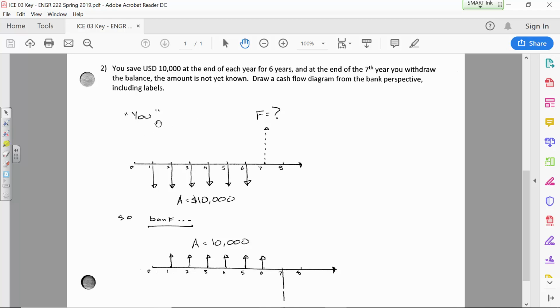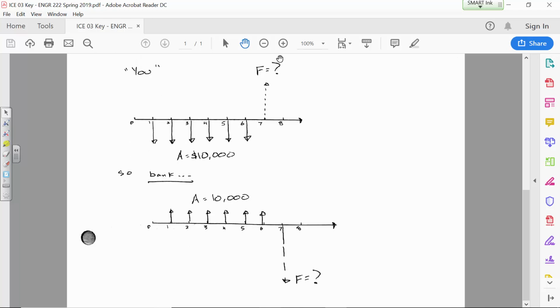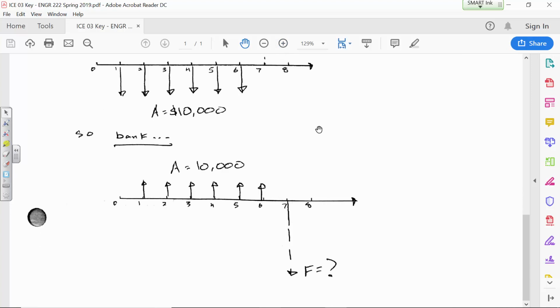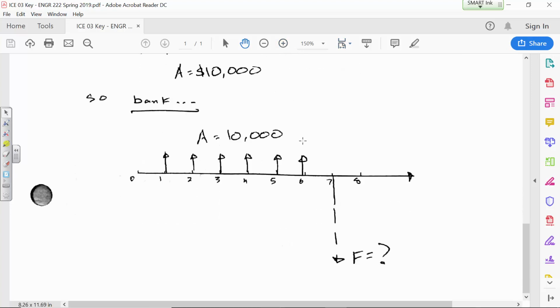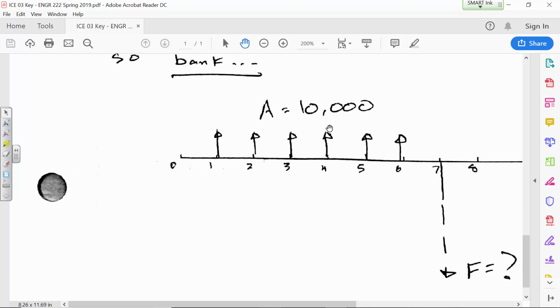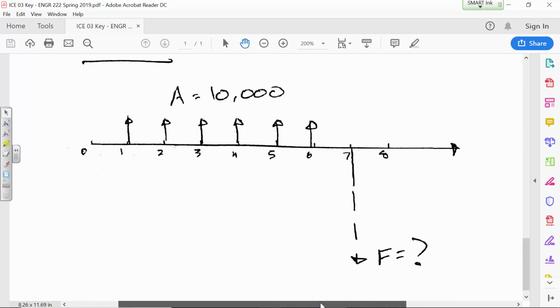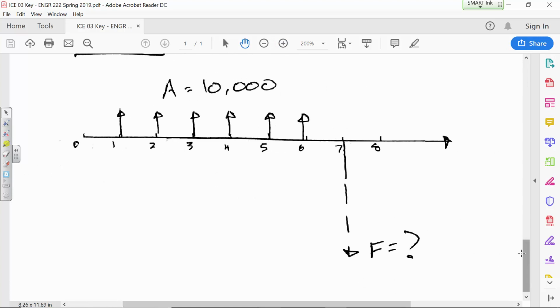So that's our perspective, but the bank views it the opposite. The bank views it that, there we go. The bank sees that they have money coming to them at the end of each year, 10,000 at the end of each year, and then at the end of the 7th year, they're going to have some withdrawal. All right, so any questions about that one?